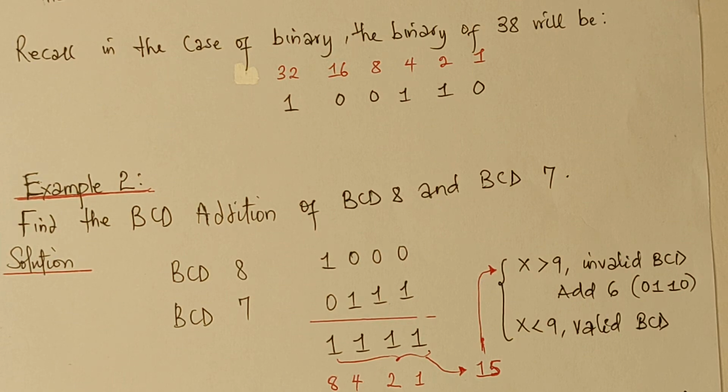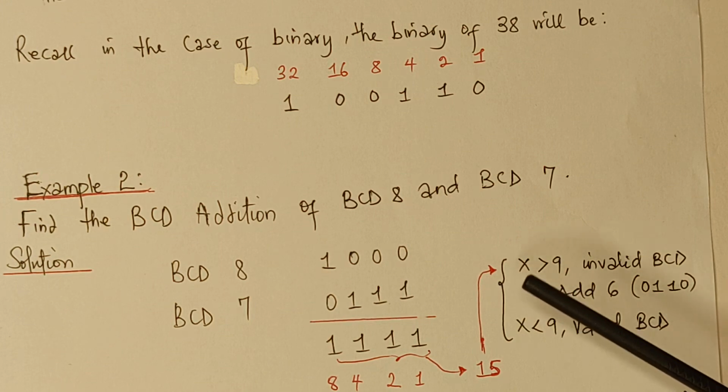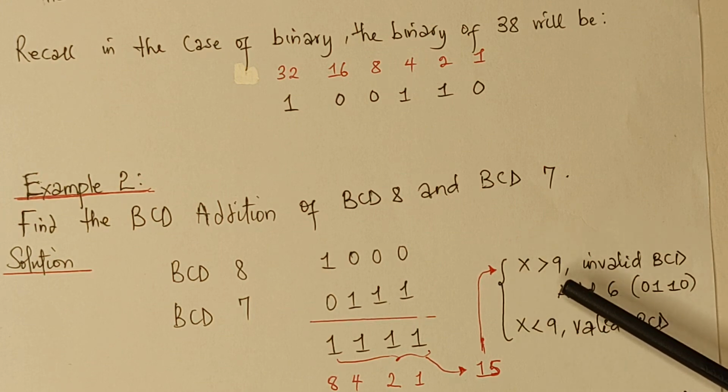Now, we have to consider something, which is another rule guiding BCD, because there are two statements in considering BCD. One is to check out if BCD is valid or invalid. And together we said, if x is greater than 9, we said that the BCD is invalid. Whereas if x is less than 9, we call it valid BCD. But how do we know if the BCD is greater or less than 9? Now let me take you through.